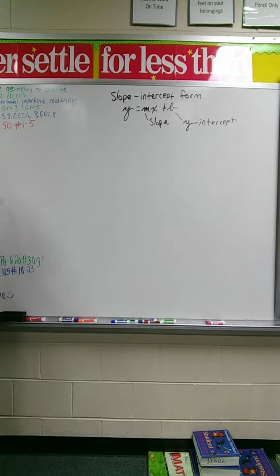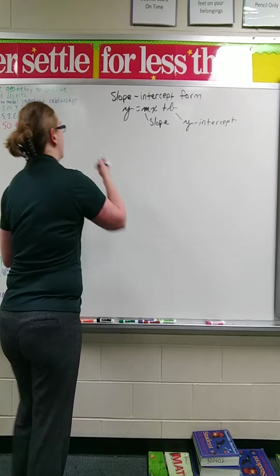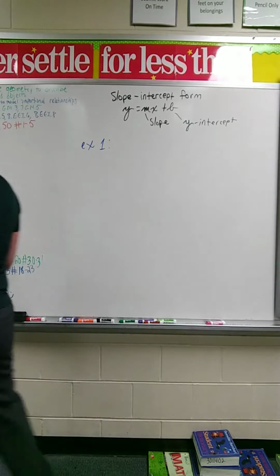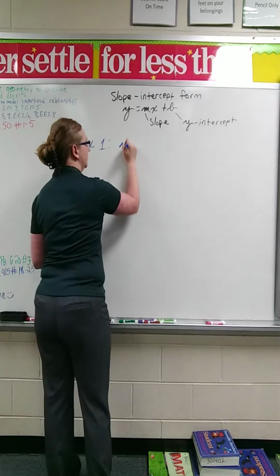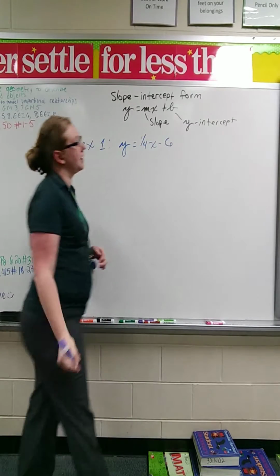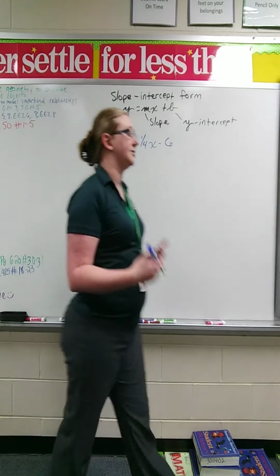So if we had example 1, and we had the equation y equals 1/4 x minus 6. We have an x that we can replace with any value. We have a y that we can solve for, a 1/4 and a -6.